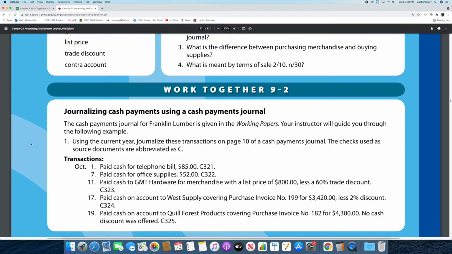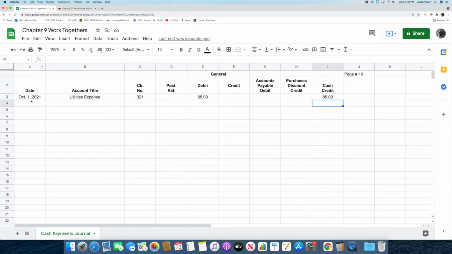This next transaction reads, on October 7th, paid cash for office supplies, $52, check number 322. Alright, so for this transaction, again, the first thing that we're going to do is put in the date, which is October 7th, in the date column. Next, we're going to put in the account title, which is supplies-office, in the account title column.